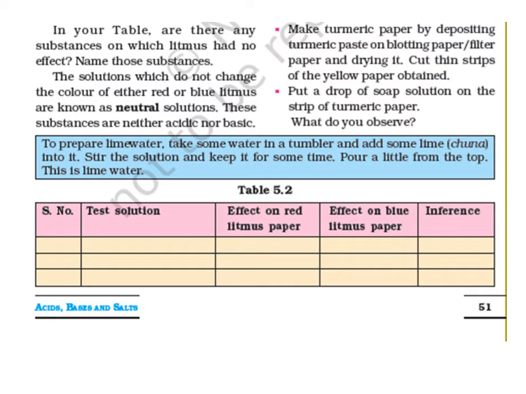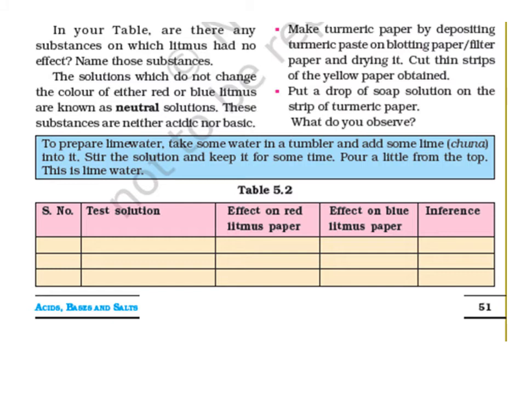Whether the given substance is acidic, basic or neutral, we can test by using turmeric, which is present in each home. For this test we have to perform the next activity, activity number 5.2. Under this activity, we have to take 1 tablespoon of turmeric, add only a little water in it, make a paste and keep it beside.